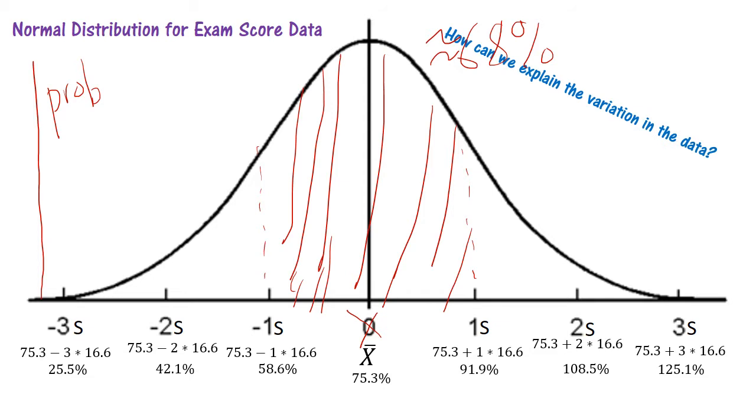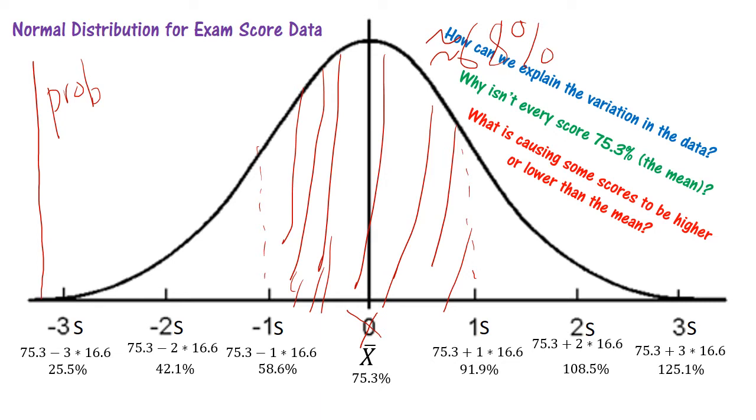So the question we want to answer here is, how can we explain the variation in the data? Which is saying, why isn't every score 75.3%? Why does one person get a higher score and another person get a lower score? So we want to try to explain that, because right now all we have is a set of probabilities where any person might get any score. It's totally random, and we have no explanation for why a person gets a higher or lower score.